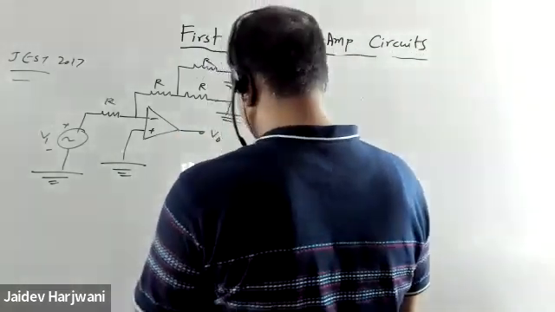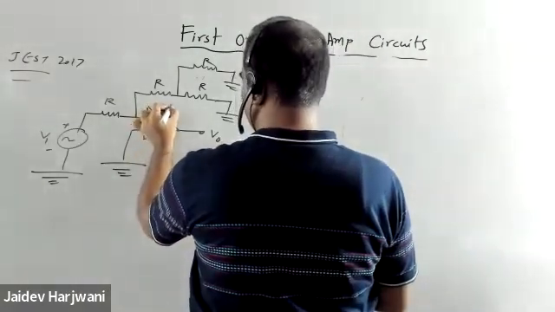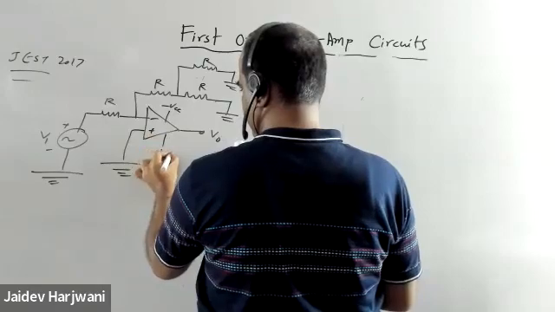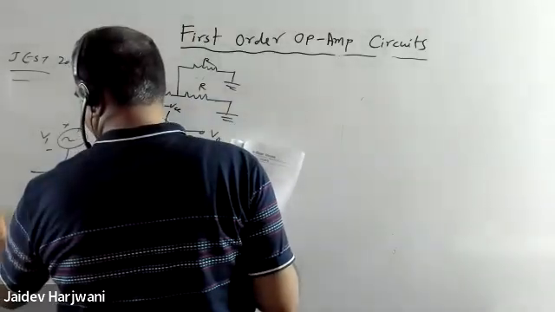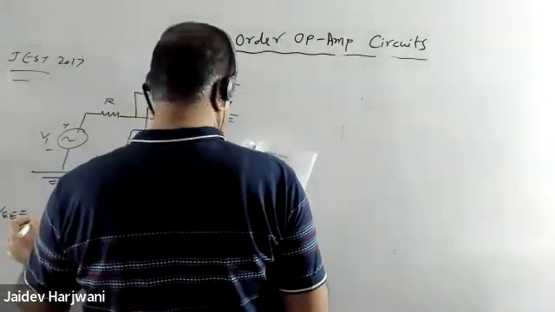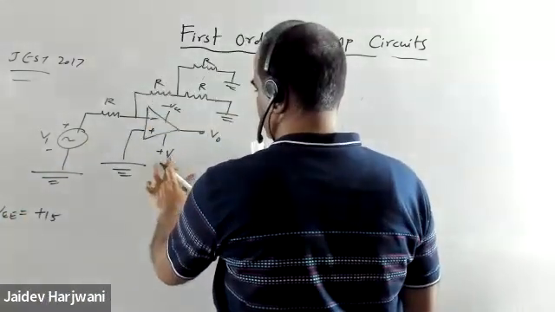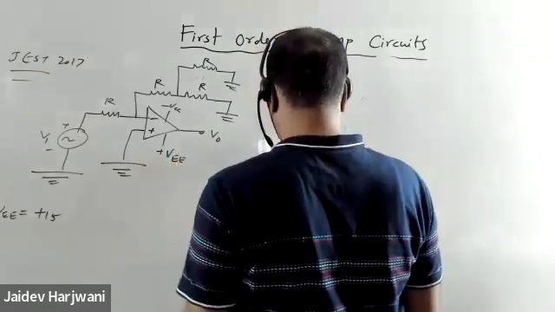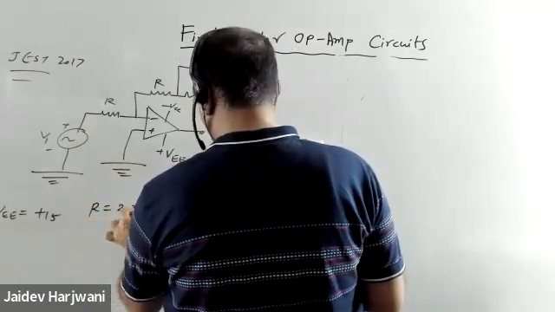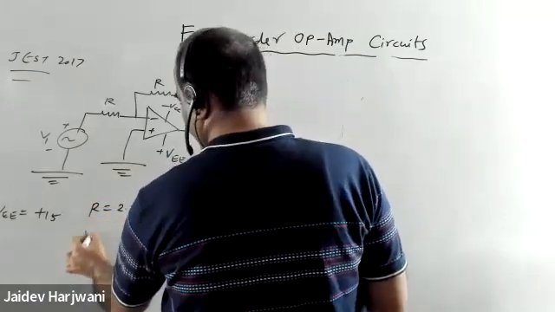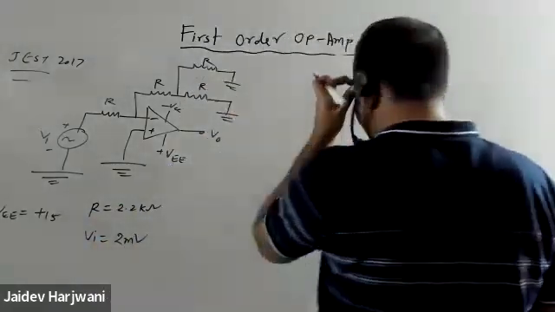Okay, and they have given the values of power supply minus VCC to plus VCC, and the values are VCC, VEE, that is equal to plus 15 volts. Okay, so this is VEE, slightly different, VEE. Okay, 15 volts, and R value is 2.2 kilo ohm, and V input is 2 millivolt. Okay, so what is the value of V naught with respect to ground?